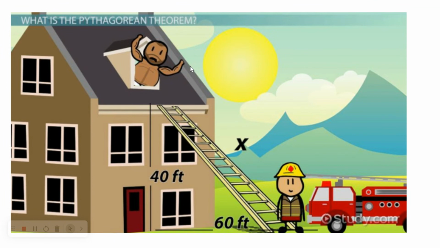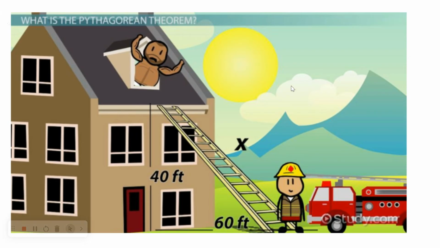Try this house one on your own. Find the hypotenuse. So you're going to find how long this ladder is using our formula a squared plus b squared equals c squared. Pause the video, give it a shot, press play to check your answer.